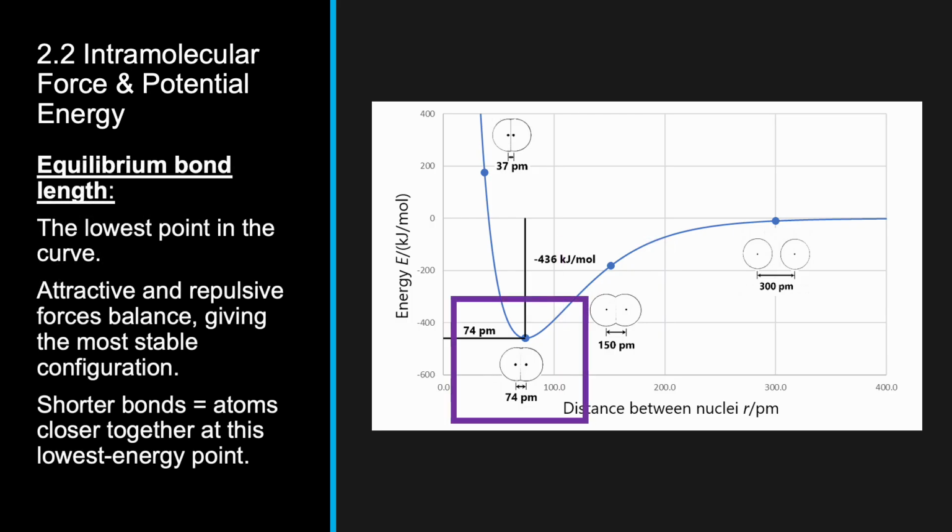Now moving to the lowest part of the curve, this is called the equilibrium bond length. So here, the attractive and repulsive forces balance each other out, which makes the bond very stable. So for this specific bond, the actual bond length is 74 picometers because we know at this point of the graph, it is the most stable, which is where the covalent bond will actually exist.